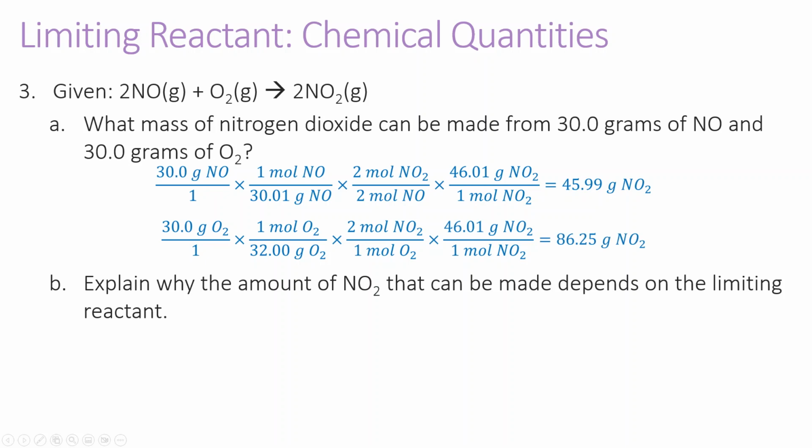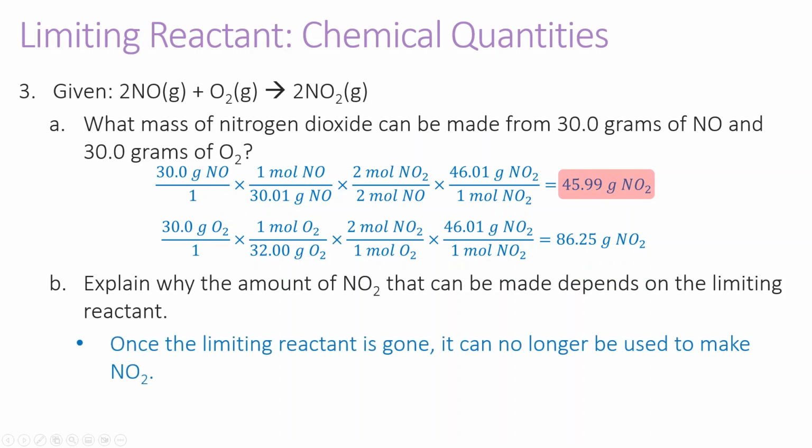So the amount of nitrogen dioxide that I can make is 45.99. I can't make 86.25 because after I make 45.99, I run out of NO and my reaction stops. So the amount of NO2 that can be produced depends on the limiting reactant, because once that limiting reactant is gone, it can no longer be used to make NO2. We've used it all up.